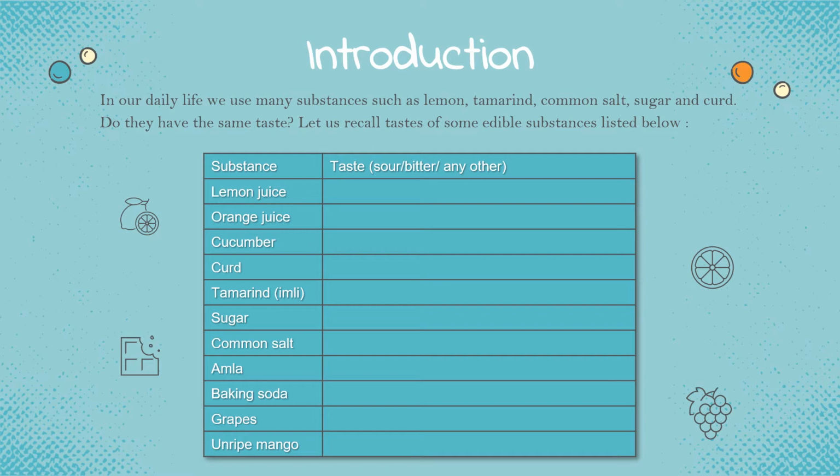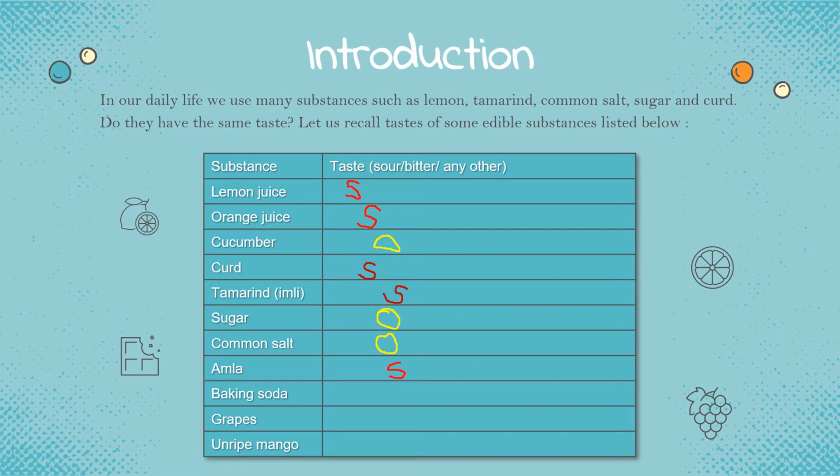Okay, so let's get started. Lemon juice, I already told you, sour. Even orange juice is sour. Cucumber is not exactly sour, it's more of tasteless, right? So we'll put O for that. Other. Curd is sour. And S. Tamarind, imli, even that's sour. Now sugar comes under other because it's sweet, it's neither sour nor bitter. And even common salt is not exactly sour or bitter, though it gives taste to our food. So put O. Amla is sour, right? So S.